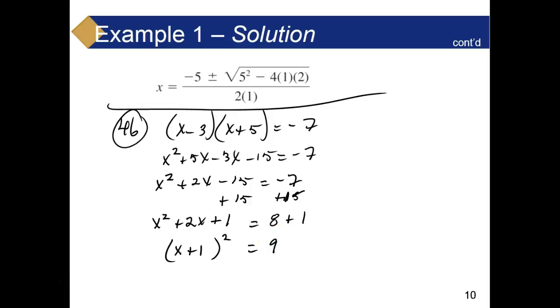Now what? It's already squared, so take the square root. And what does that give you? x plus 1 is equal to? Very good. Plus or minus 3. Now, what does that mean to you? Either x plus 1 is equal to plus 3, or x plus 1 is equal to negative 3. Let's solve the first one.